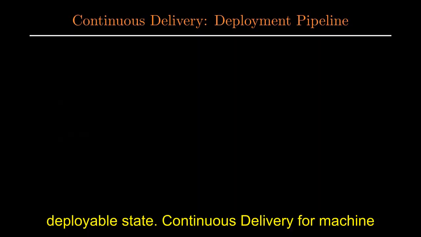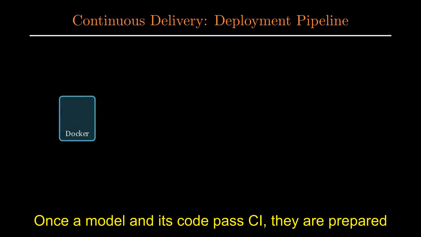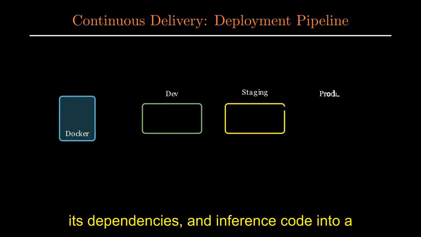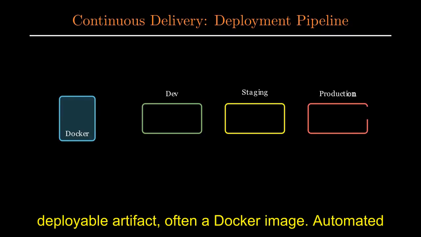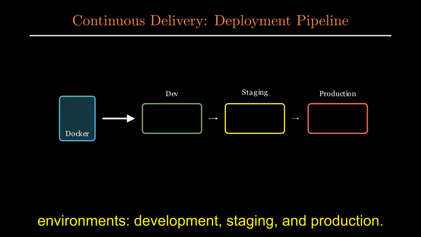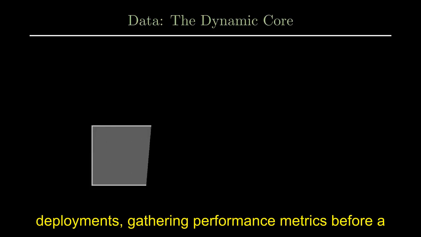Continuous delivery for machine learning focuses on automating the release process. Once a model and its code pass CI, they are prepared for deployment. This involves packaging the model, its dependencies, and inference code into a deployable artifact, often a Docker image. Automated pipelines then deploy this artifact to various environments: development, staging, and production. The aim is to make deployments frequent, predictable, and low risk. This might include deploying to A/B testing frameworks or shadow deployments, gathering performance metrics before a full rollout.